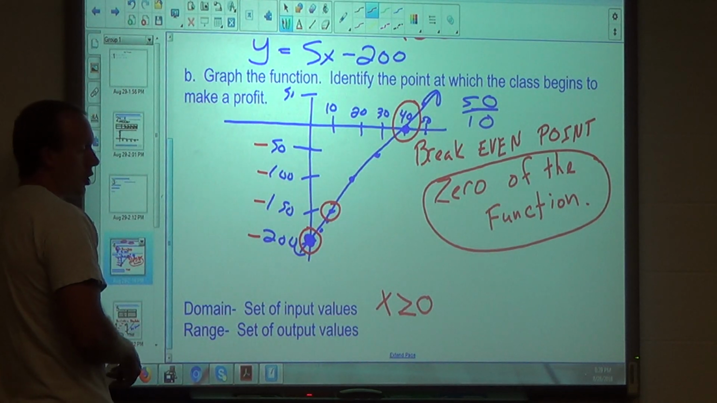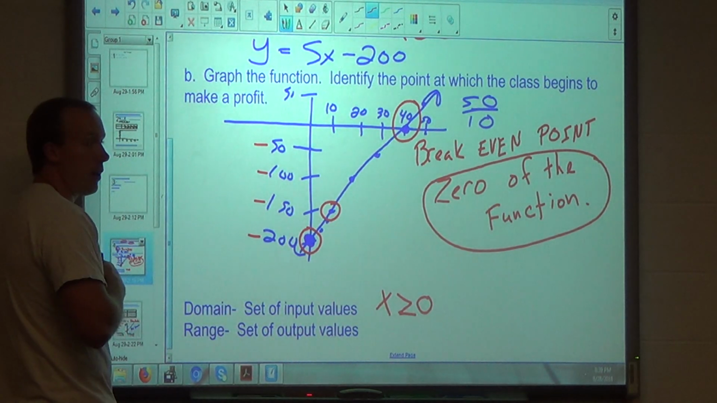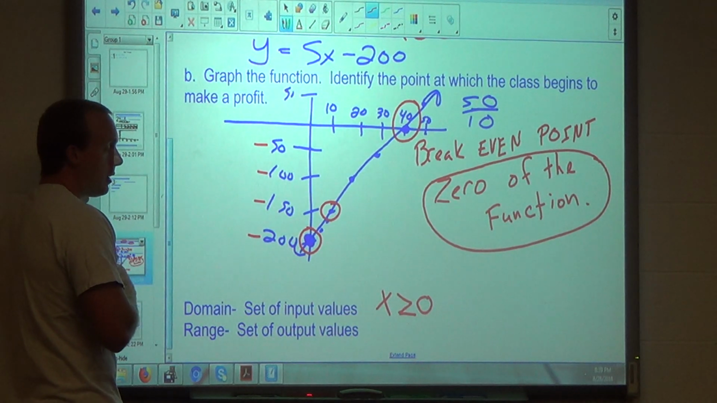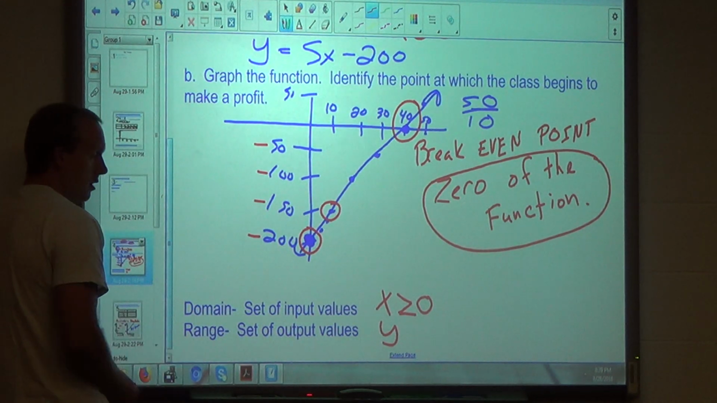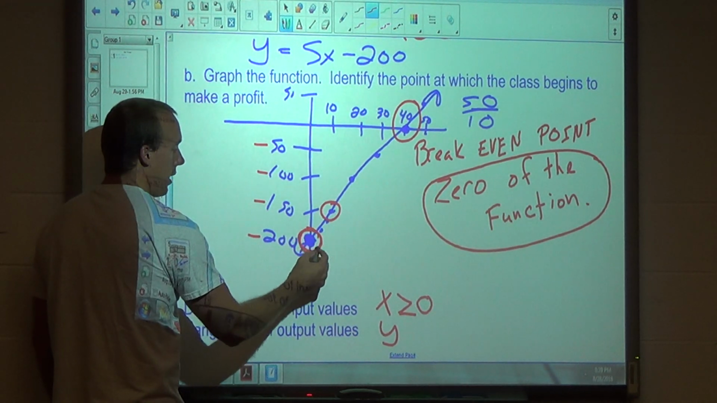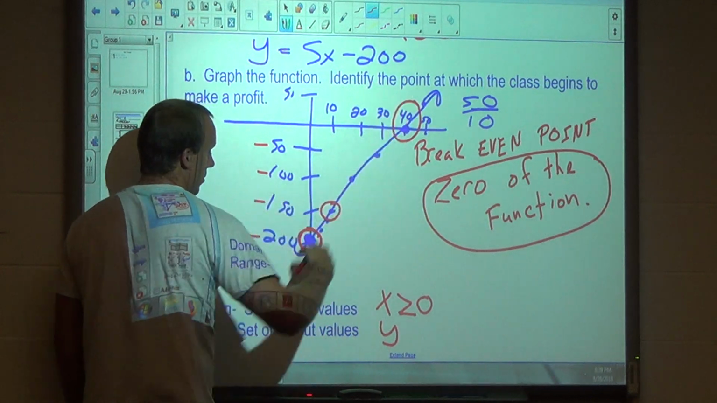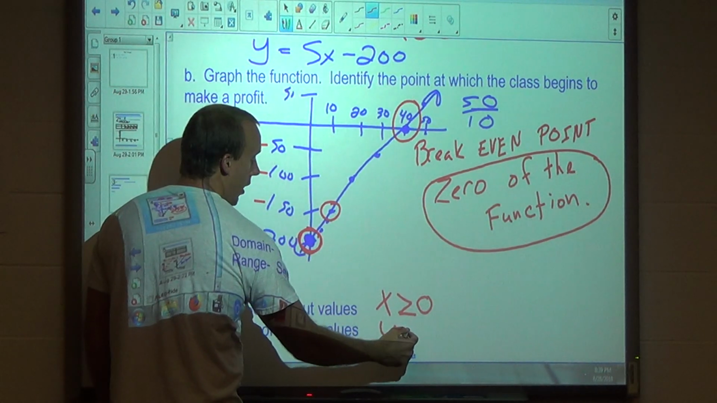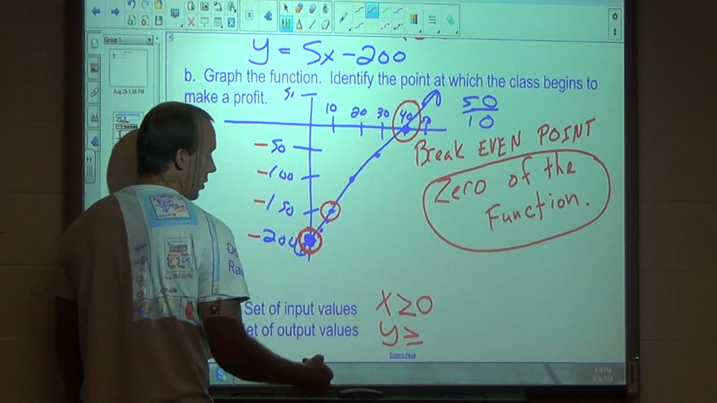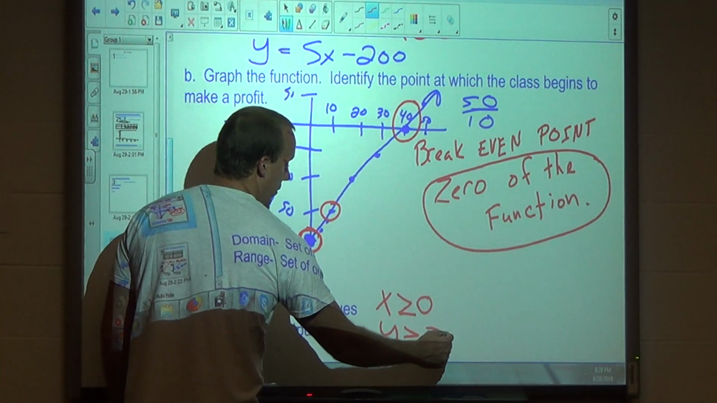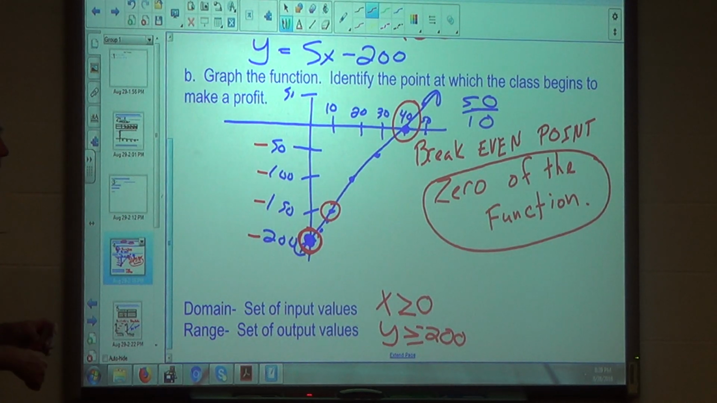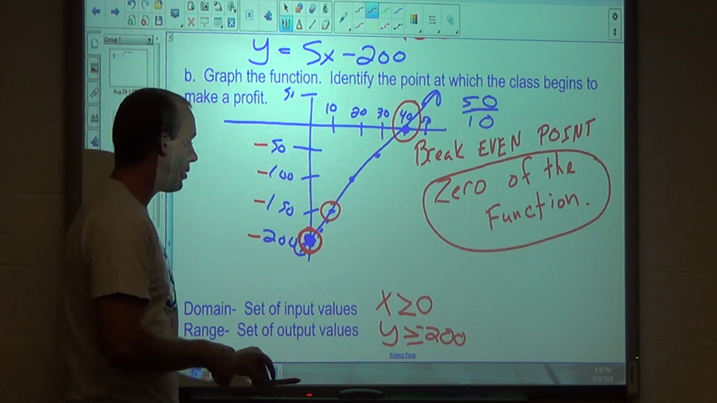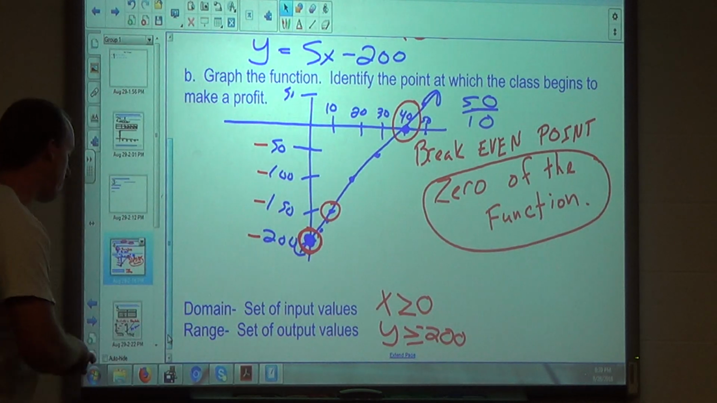What's my range? So where's my lowest amount of money that I would lose, and where's my highest? My lowest for my range, again, is the y values. So my y value's lowest point would be down here, and the highest we don't know. We can have as much money as we want depending on how much show up. So y can be greater than or equal to negative 200, because we're losing 200 down there. So that problem would be a loss of 200 or anything bigger than that can be my range. Questions on that? Alright.